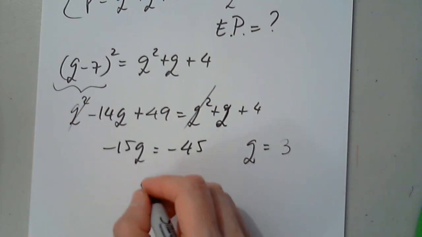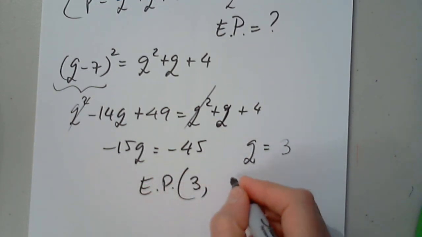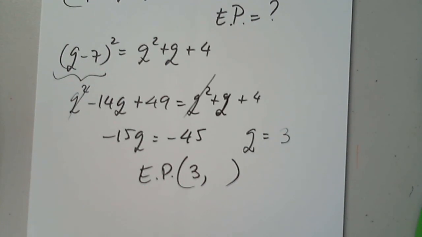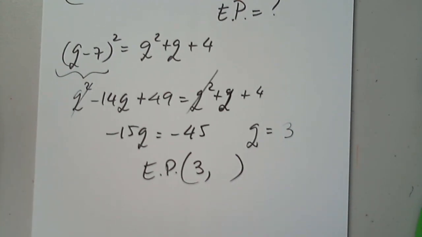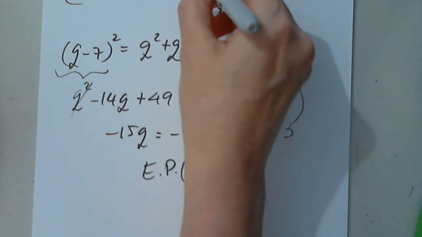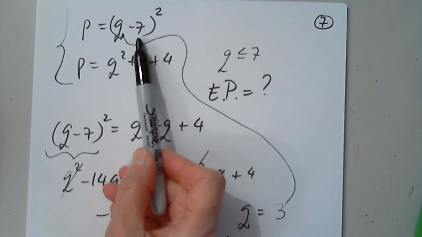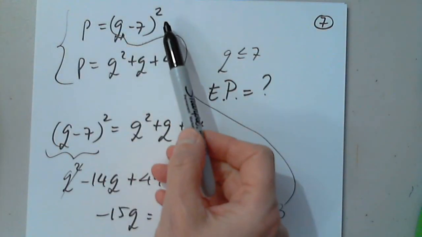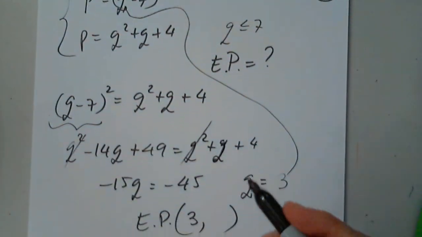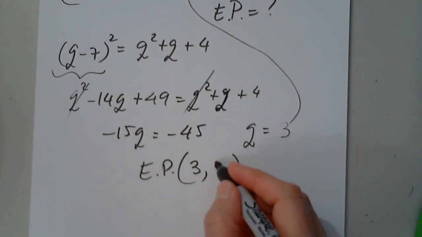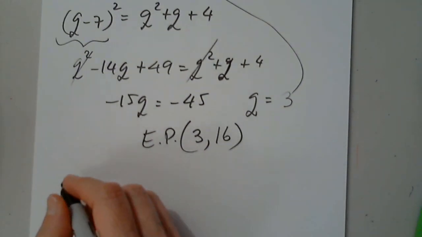Three. Good. So the equilibrium point has 3, comma, what? And where do I get it from? You plug it in. Good. So let's plug it in. How much is 3 minus 7? Negative 4. Negative 4 squared, plus 1... 16. That's it. Done.